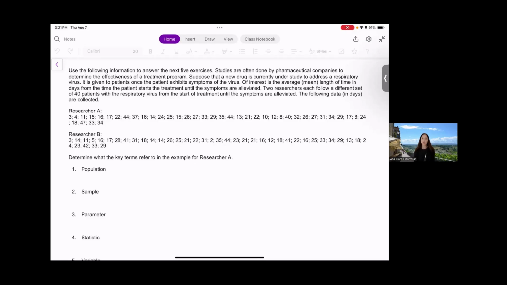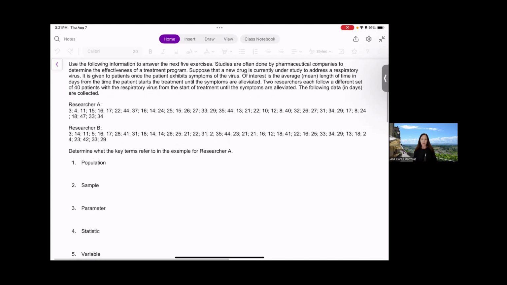We have researcher A with some numbers and researcher B with some numbers. So we want to determine the key terms, and we're going to refer to the example regarding researcher A. So we want to know what the population is, what the sample is, the parameter, the statistic, and also the variable. So what is the overall group? What is the sample that came from that overall group? What is the population variable characteristic? What is the sample variable characteristic? And what is the variable itself?